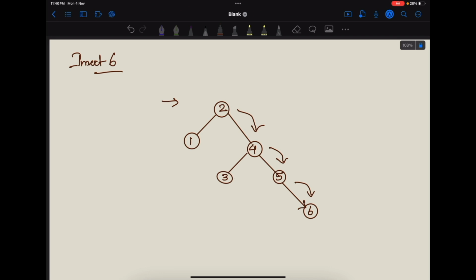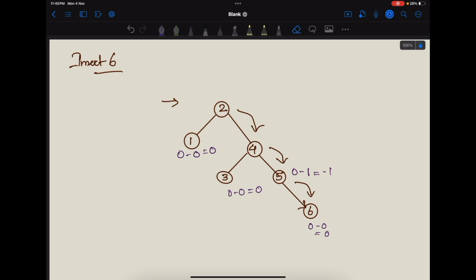And now you have to calculate the balance factor. So for 6, 0 minus 0 equal to 0. And for 5, there is no left, so 0 minus 1. So the answer is minus 1. And 0 minus 0, the answer is 0. And here 0 minus 0, the answer is 0.